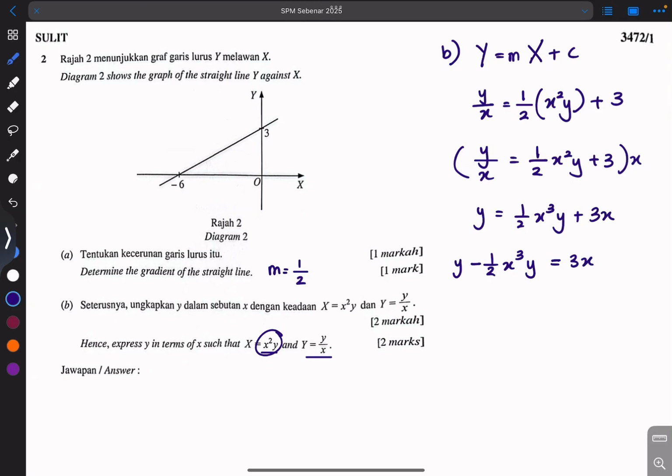Okay. If you want to make your life even easier, we get rid of this fraction as well. So this thing is over 2, right? To get rid of that, we multiply the whole thing by 2. So we get 2y minus x cubed y is 6x. Then, to make y the subject, we can factor out the y.